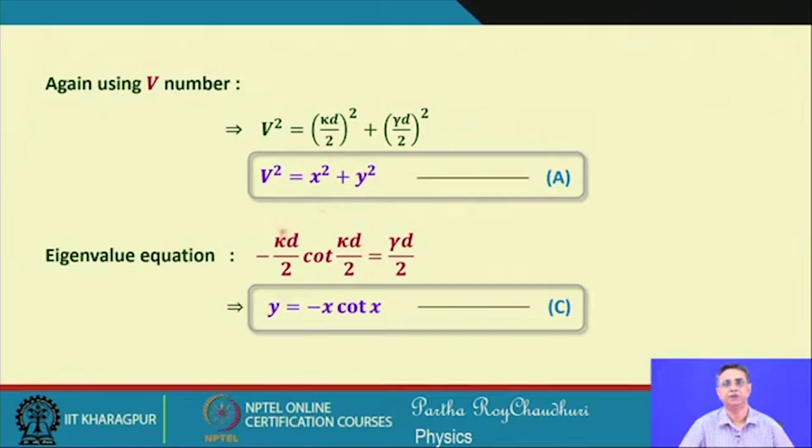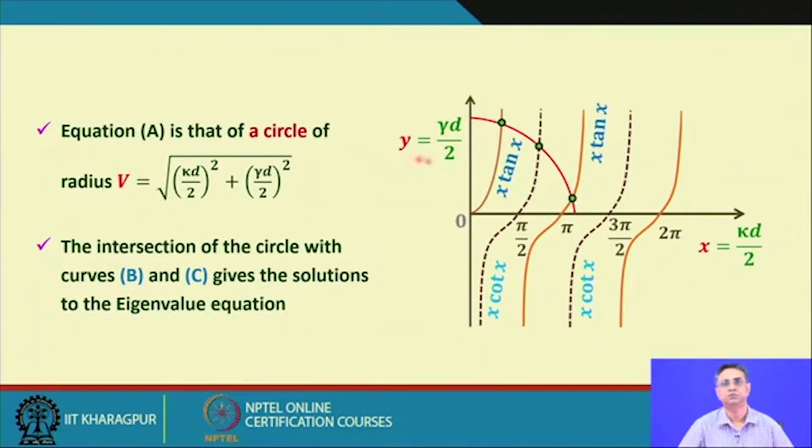Now, again using V number for the antisymmetric modes, we can write this equation, which is the same, and for the eigenvalue equation, now this time it becomes y equal to minus x cot of x, cotangent of x. So, we have two eigenvalue equations and one equation of a circle. So, we plot them because we are looking for the solution of the modes. So, this is your x tan x, this is your x cotangent x, alternatively they are appearing, and now I draw a circle of radius v, which is equal to this.